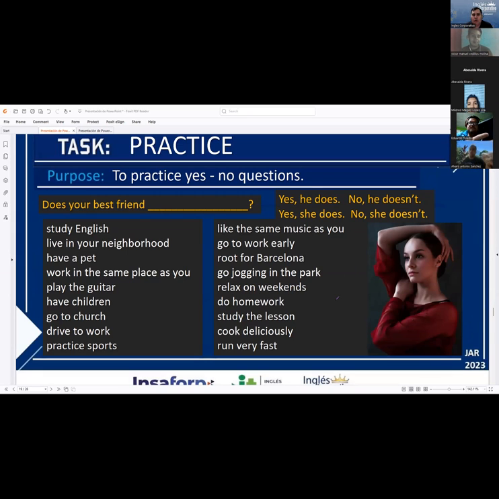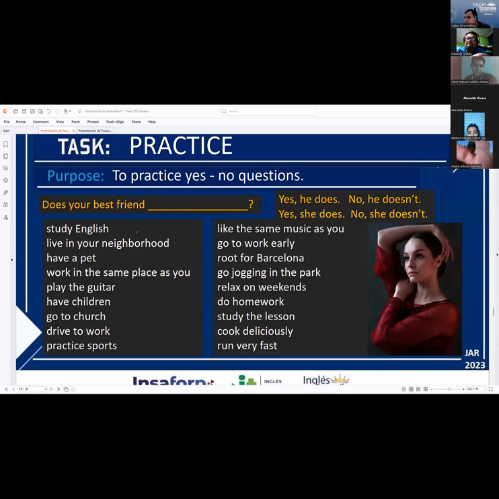Practice, yes, no questions. Again, the insistence is: does your best friend...? Teacher, what is best friend? Mejor amigo. Exactly, BF, right? Only that we say BF because it's only best friend.